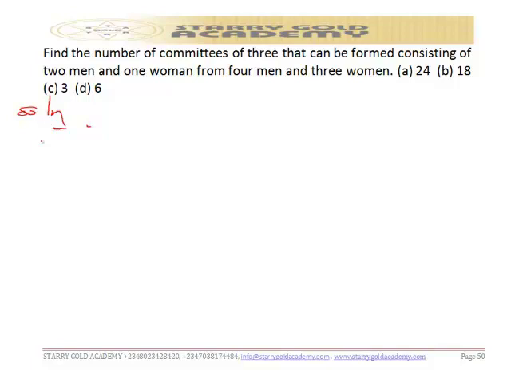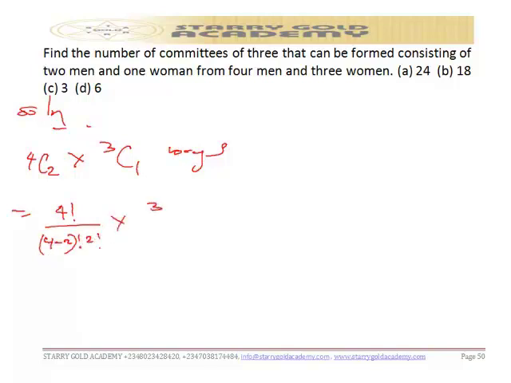To answer this, we say a committee of 2 men and 1 woman can be formed from 4 men and 3 women in 4 combination 2 times 3 combination 1 ways, which gives us 4 factorial over (4 minus 2) factorial times 3 factorial over (3 minus 1) factorial, to give us 4 factorial over 2 factorial times 3 factorial over 1 factorial.